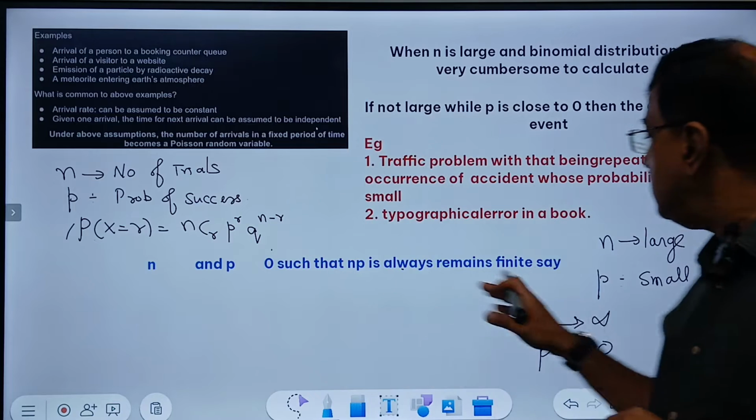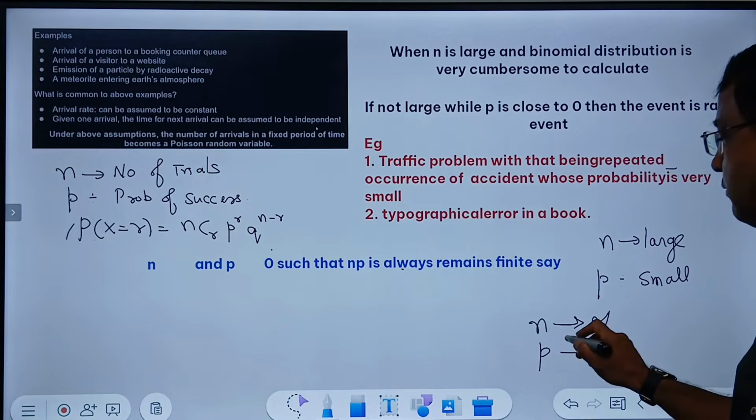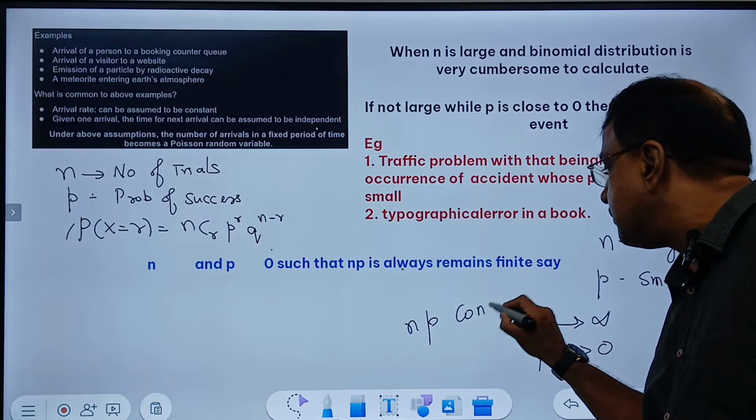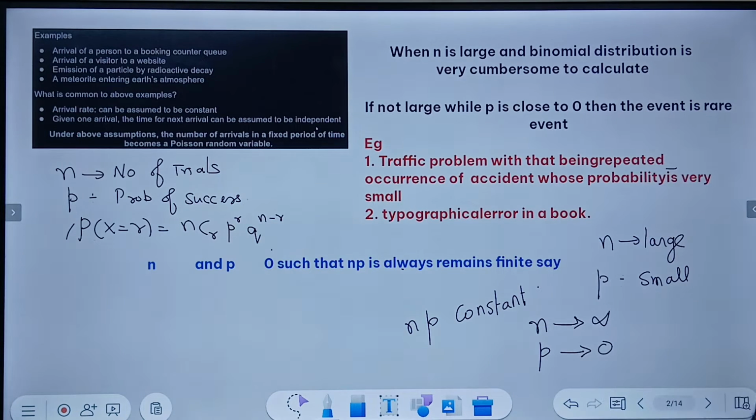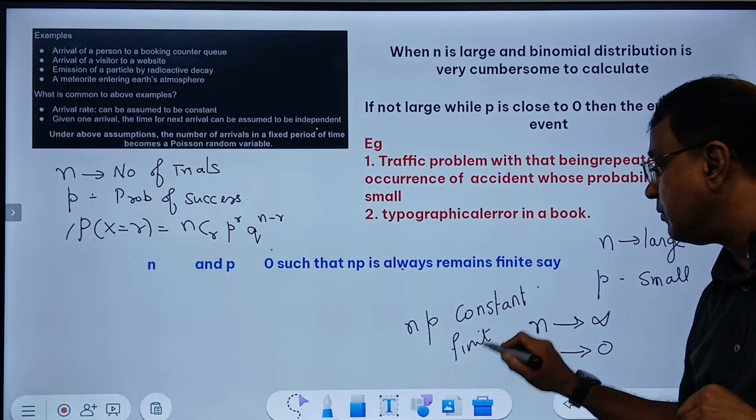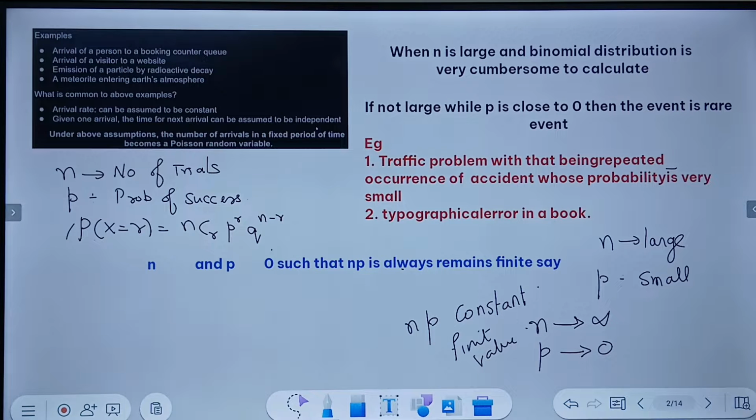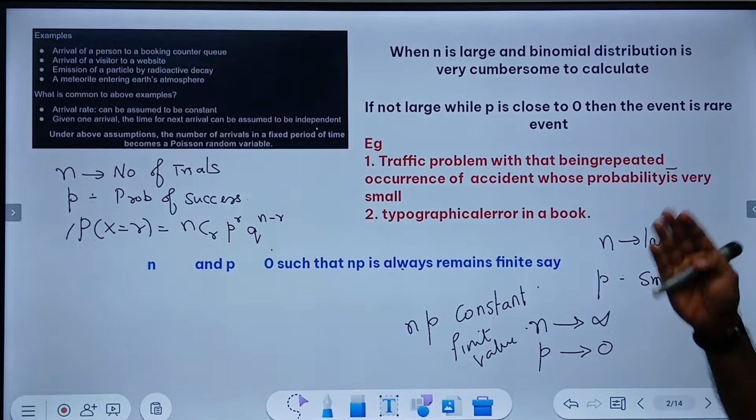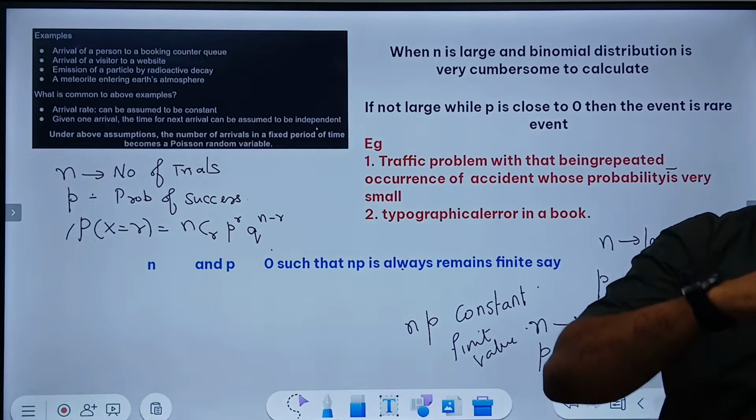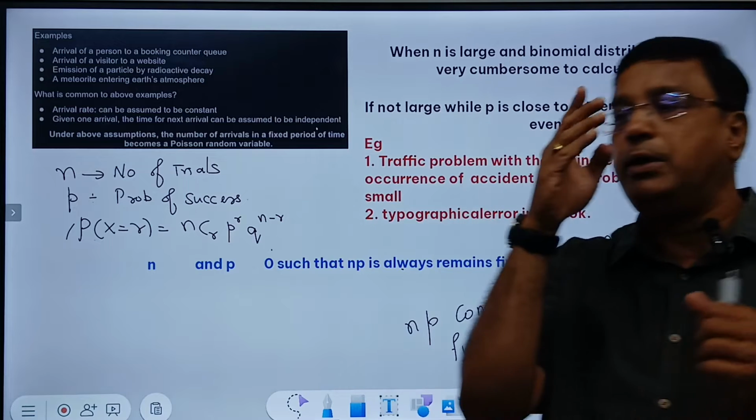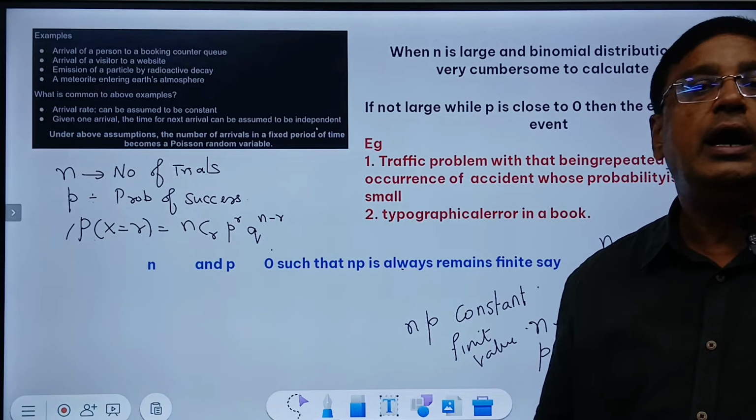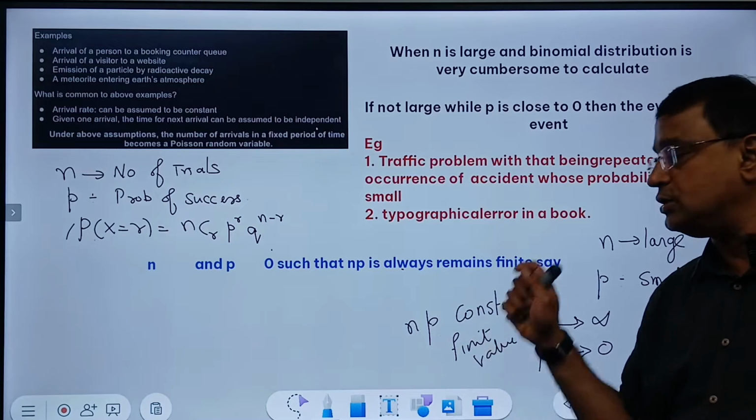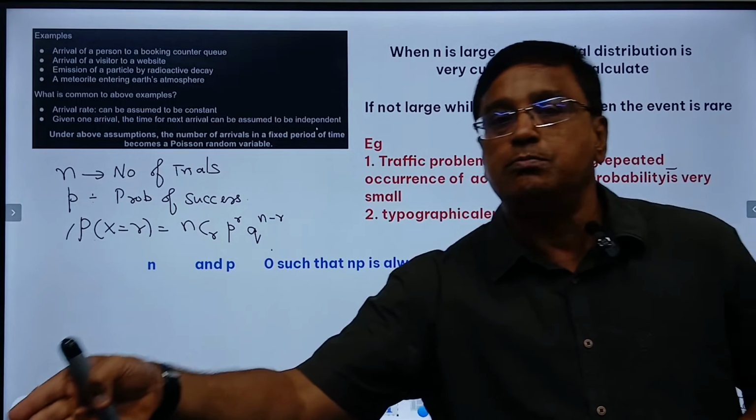So what we do is, when n is very large, that is, when n approaches infinity, and when p approaches 0, not only that, your np must be constant. Your mean should be constant, or it should be a finite value. Then you can say your Poisson distribution is a limiting case of a binomial distribution. So when I tend n to infinity and allow p to approach 0 with the mean remaining constant, then the binomial distribution approaches the Poisson distribution.